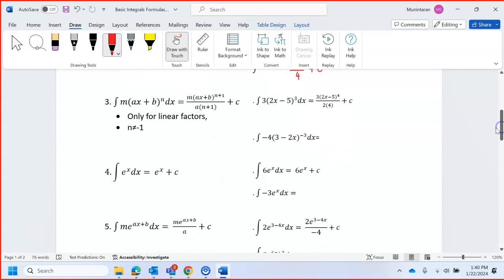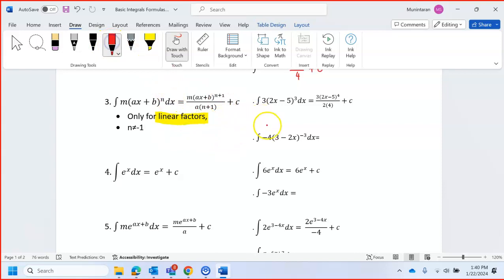And then number 3 is the more comprehensive, and it's only for linear factors. You will not see non-linear. In the event it is non-linear, you have to expand or simplify, and it is for n not equal to negative 1. Negative 1, we have a different formula.